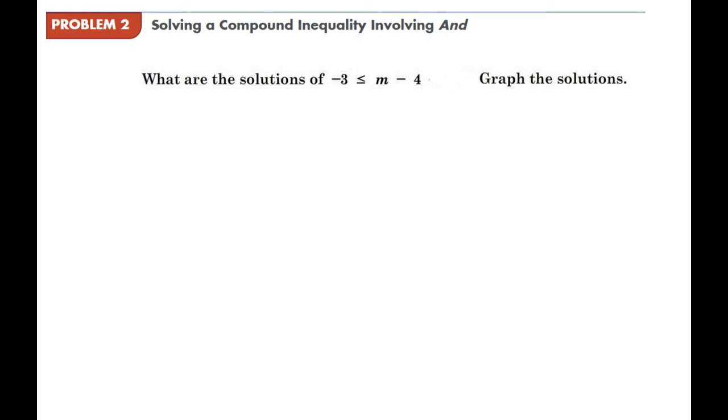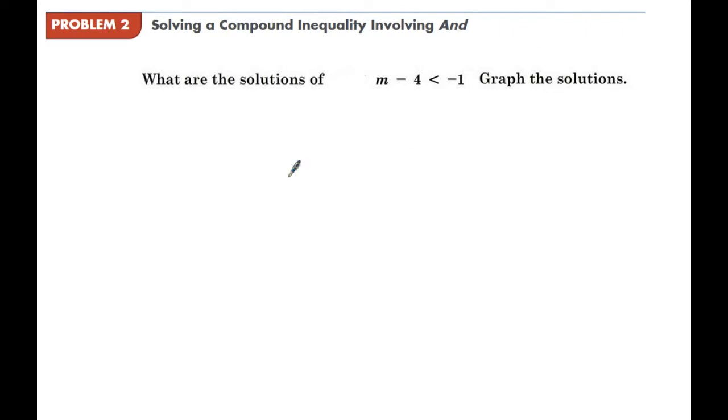But I also have the following. I have this one. I have m minus 4 is less than -1. So this is another inequality. So that's why you get the two answers.